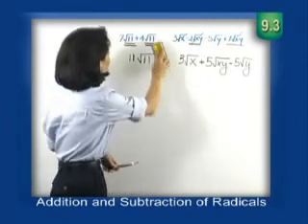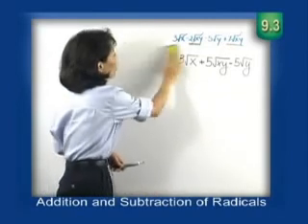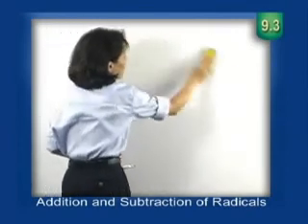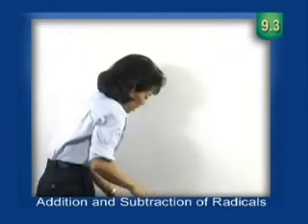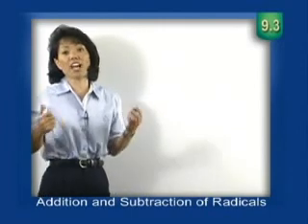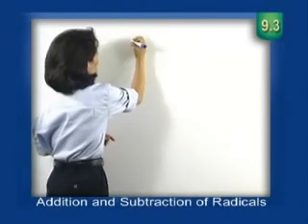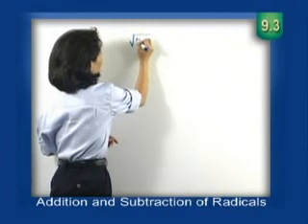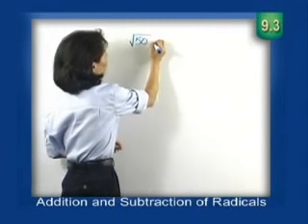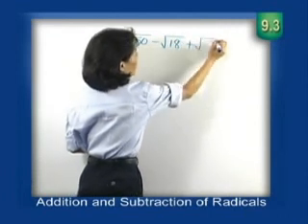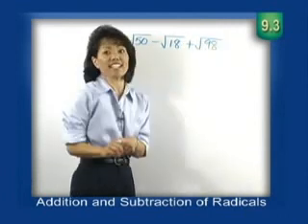Now, that was working with some radicals that were already in simplified form. What happens when they're not in simplified form? Well, what happens in that case is we have an additional step. We must start by simplifying each of our radicals. So let's look at our next example: square root of 50 minus the square root of 18 plus the square root of 98.